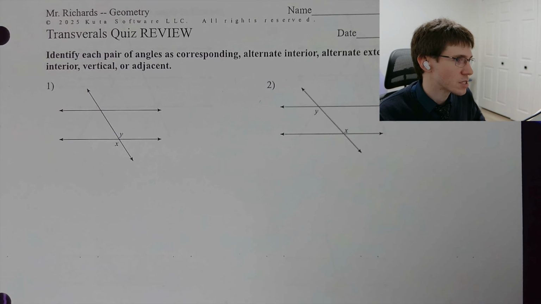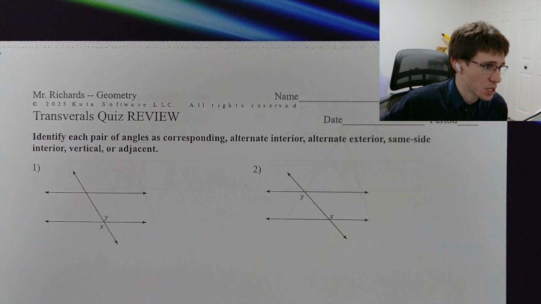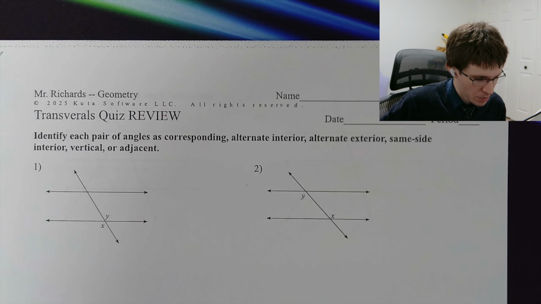Let's get going. Transversal quiz review. We're going to start off by identifying pairs as corresponding, alternate interior, alternate exterior, same side interior, vertical, or adjacent. So we're just going to go through one by one. I made sure that each and every type shows up there.